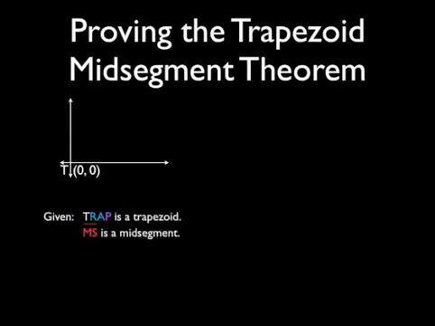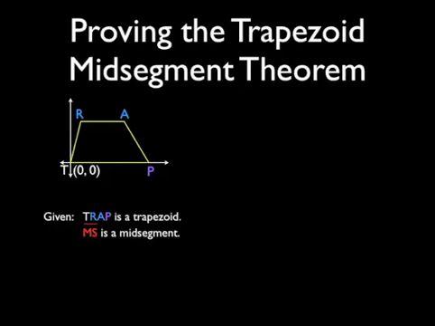In the trapezoid mid-segment theorem, we are told that we have a trapezoid and that we have a mid-segment, which is the segment that connects the midpoint of the two legs. So let's place a trapezoid on our coordinate plane. Notice how I've placed one of the bases across the x-axis and one of the vertices at the origin. And then we'll throw in the names of the other vertices. So here we have trapezoid TRAP.